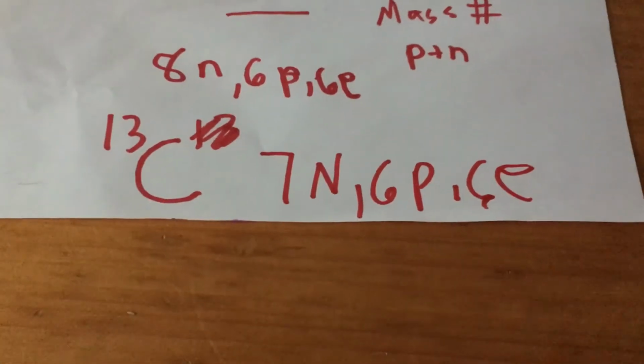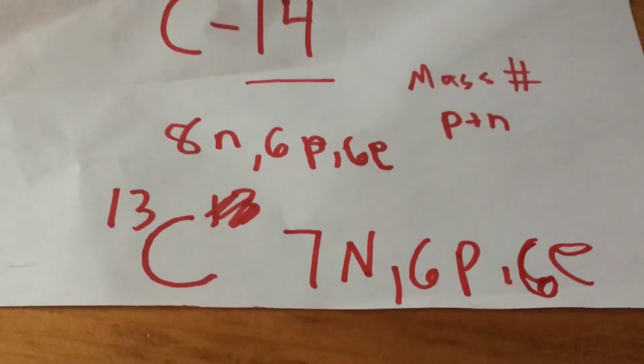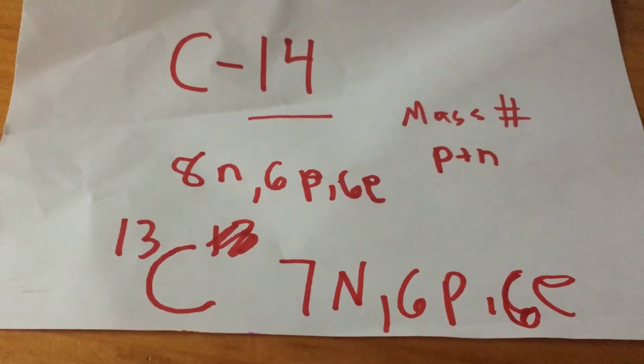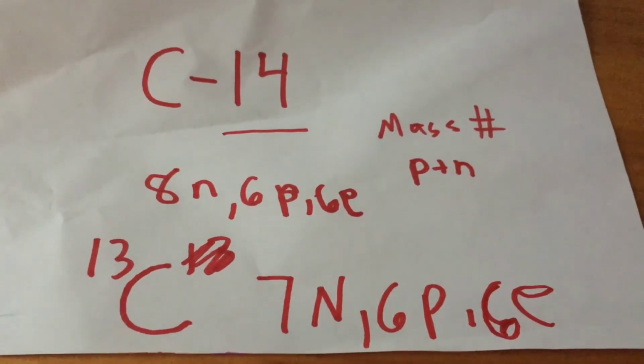This has got 7 neutrons, 6 protons, and 6 electrons. That's a 6. All right? And that's how it's done.